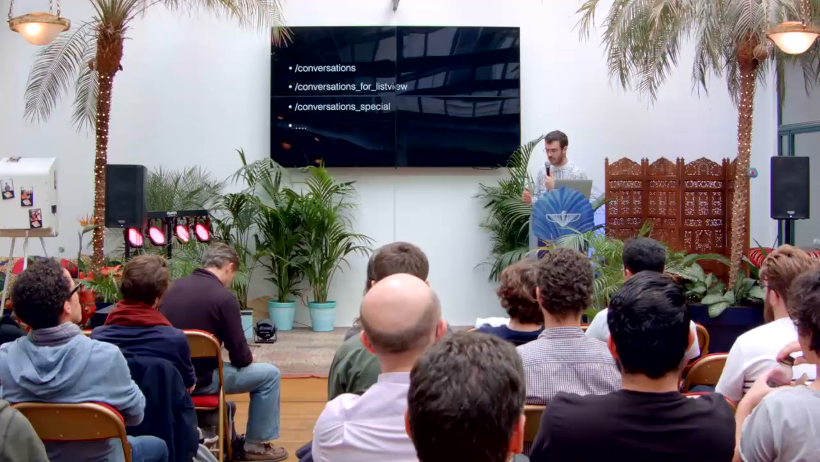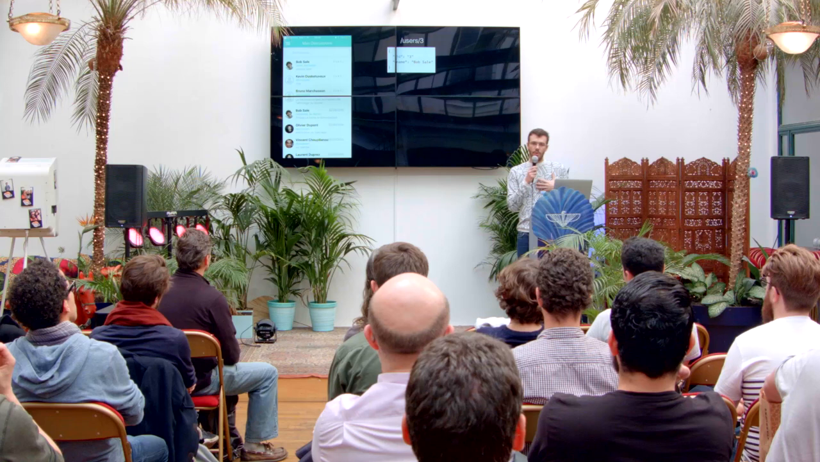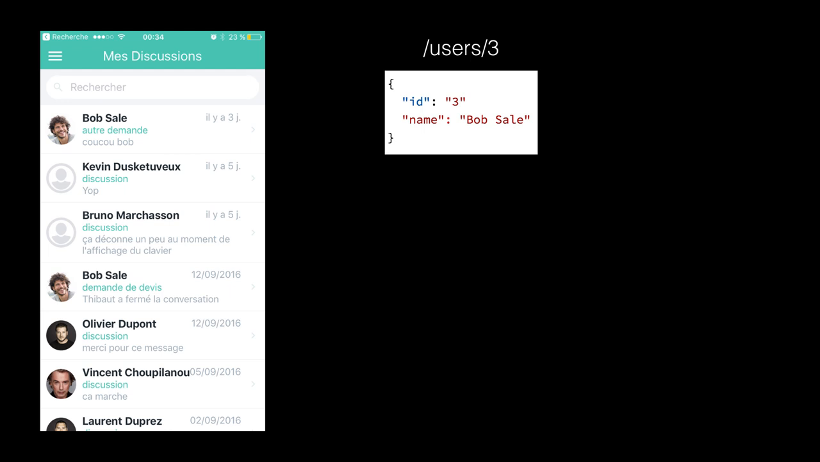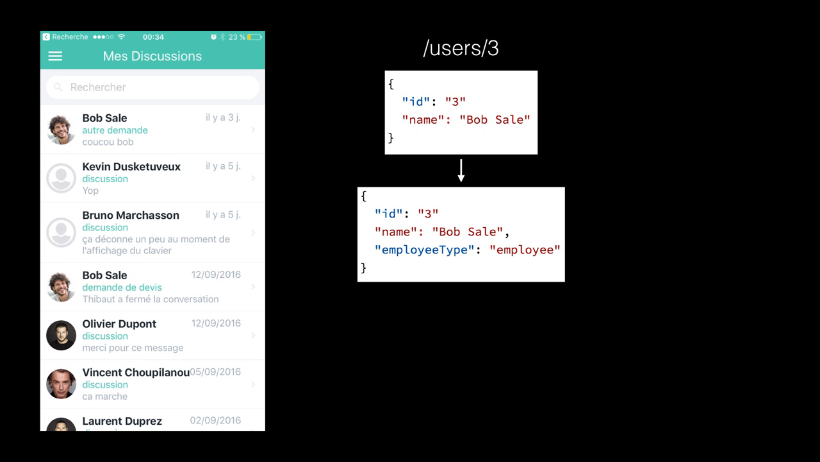And there is worse. If our user endpoint returned, at the beginning of our application, only a name field, and then with the evolution of the application, you return another field called employeeShip.